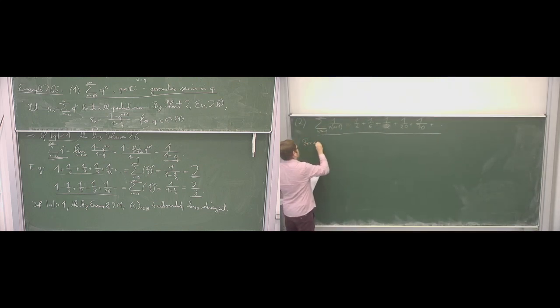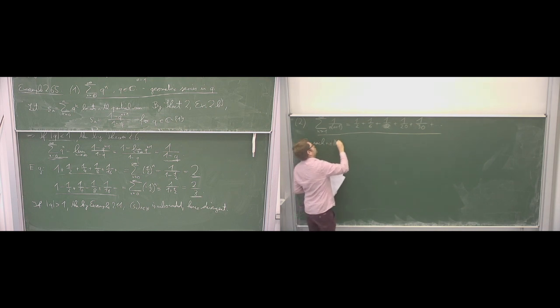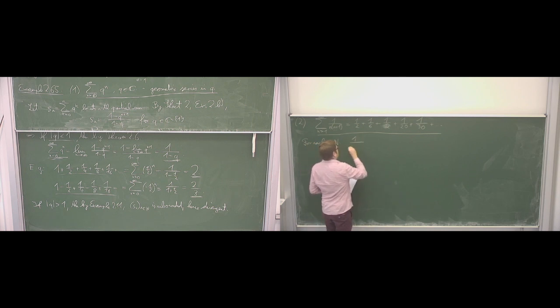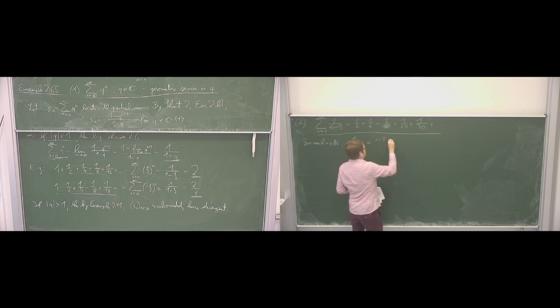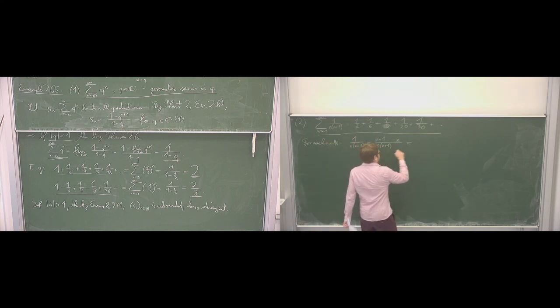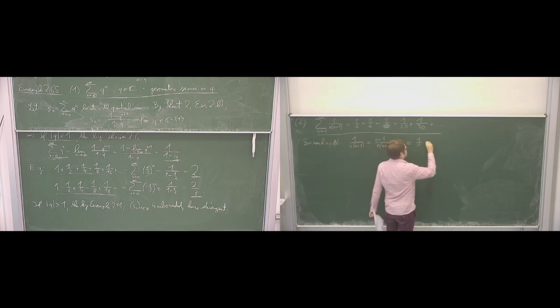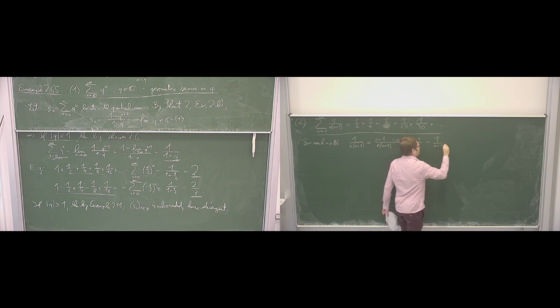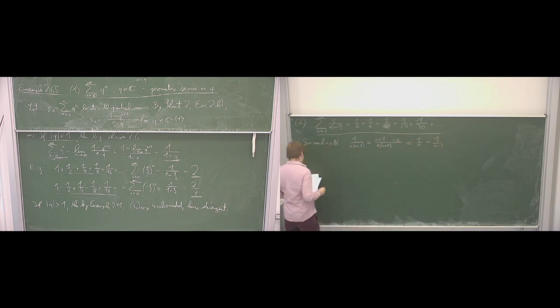Namely, for each n in N, we can do a little trick with this sequence that we are summing up here. For each n in N, we get the following: 1 over n times (n plus 1). This is the same as (n plus 1) minus n in the numerator. So we just add and subtract n, divided by n times (n plus 1). And now we can decompose this as a difference of two fractions, simply by (n plus 1) over this minus n over this. And in both cases, we can reduce the fractions. So in the first case, we get 1 over n, and in the second fraction, we get 1 over (n plus 1).